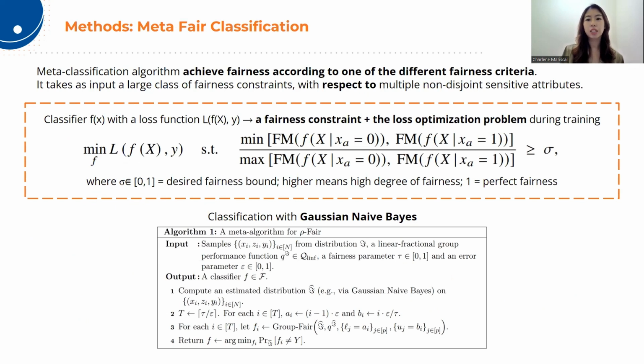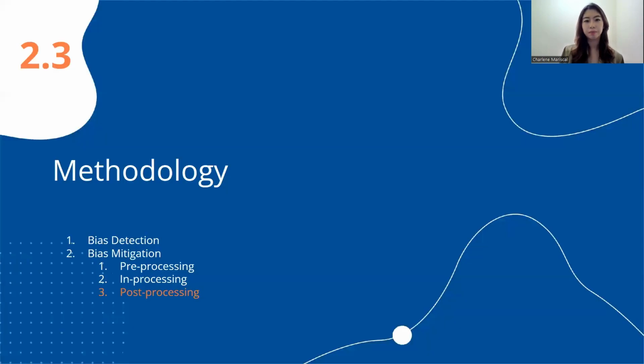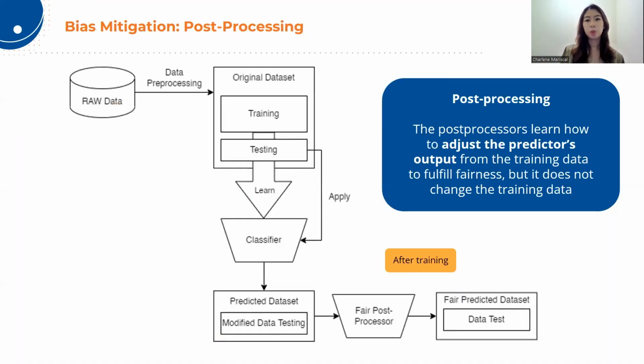Meta fair classifier considers the prediction of the base classifier and takes into account the fairness assessment results to make informed decisions. It uses a meta-level algorithm that combines the prediction from multiple classifiers while considering fairness considerations. Lastly, fair post-processing algorithms enhance the fairness of machine learning models' prediction after the model has been trained.